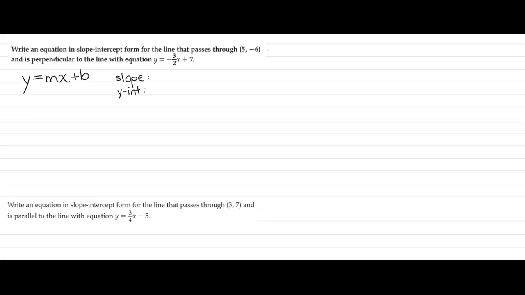But let's think about the ingredients we have. We have a point, and we know we want it to be perpendicular to this line, and we can tell what the slope of this line is. So we really kind of have a point and a slope. So let's start with that recipe instead. And from there, we will convert it over to slope-intercept form since we didn't quite have the right ingredients.